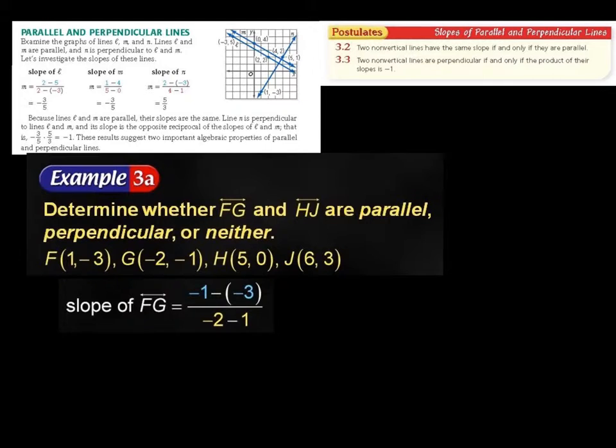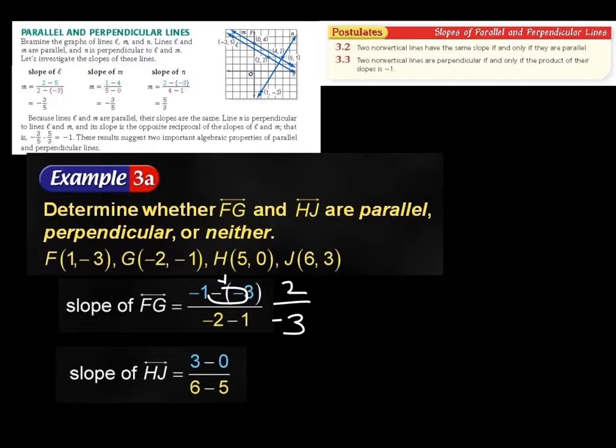So for line FG, change in y over change in x is going to be minus negative, that's a plus. So -1 plus 3 is 2 over -3. And for HJ, change in y, 3 minus 0 is 3 over change in x, 6 minus 5 is 1. So that's going to be neither.